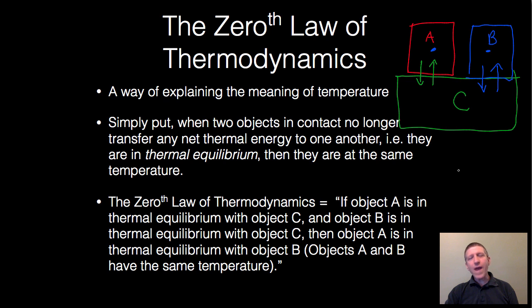So this is a way of describing what temperature is. It simply means that objects of the same temperature right up next to each other, there will be no net flow of energy from one object to the next. That is one way that we can kind of explain what the meaning of temperature is.